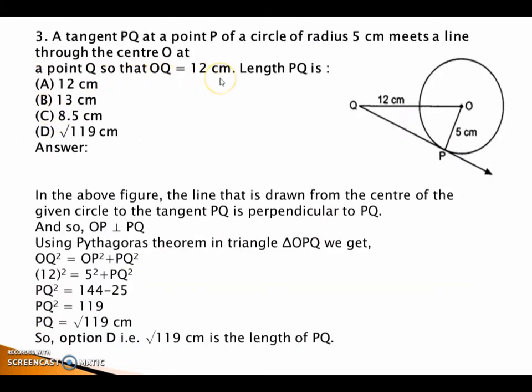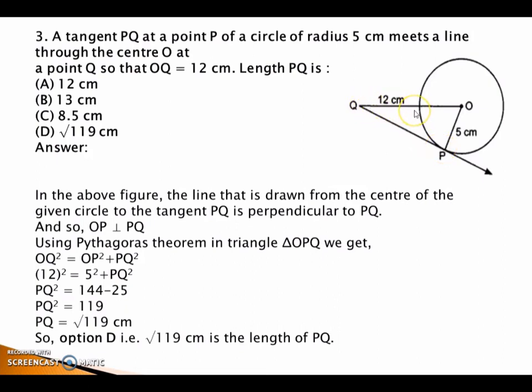A tangent PQ at a point P of a circle of radius 5 cm meets a line through the center O at a point Q, so that OQ is 12 cm. The length PQ should be what? This is what you have to find out. So the distance between O and Q is given as 12 cm. The radius of the circle is given as 5 cm. You have to find the length of the tangent QP.